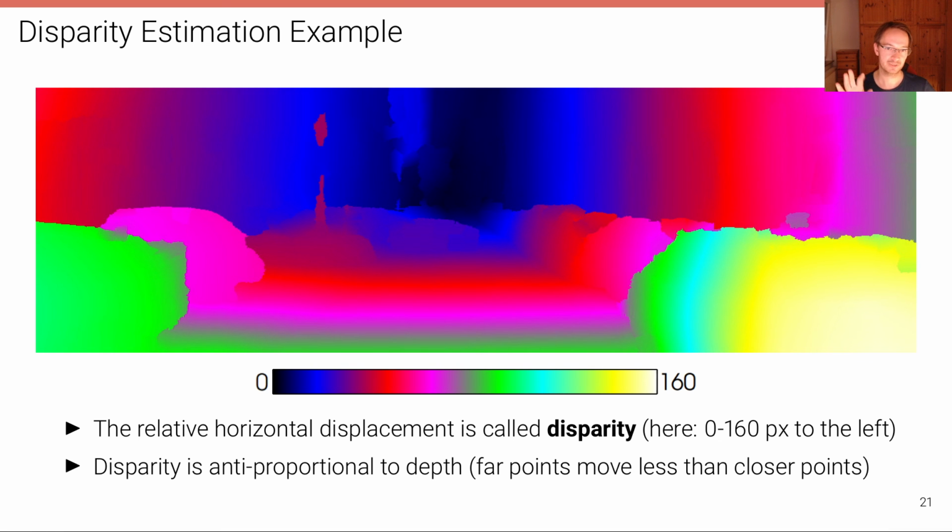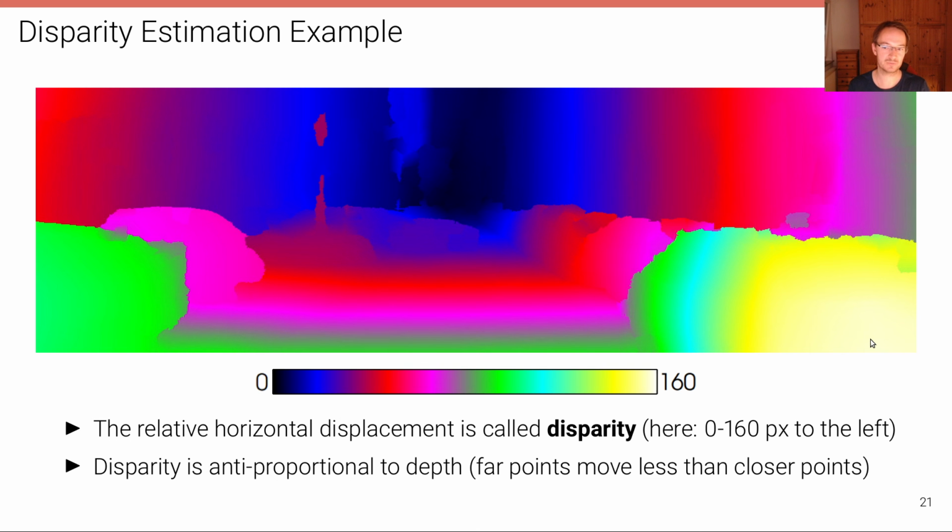Here's an illustration of a depth map that has been estimated by some algorithm, where you can also see with this color coding here at the bottom that points that are far away have little disparity, they move little, and points that are nearby here in the yellow and green and red regions, they have a larger disparity. In this case, the pixel motion is between 0 and 160 pixels.